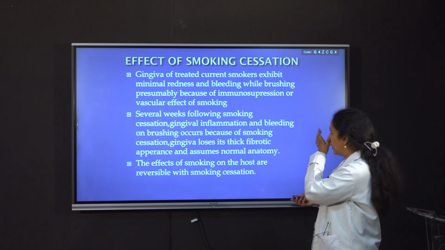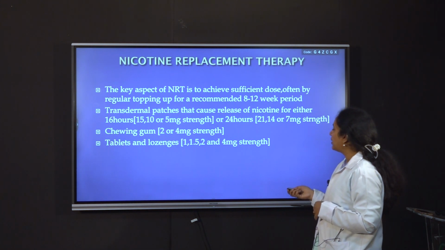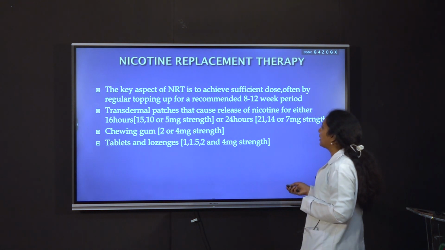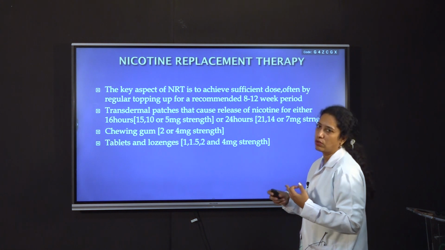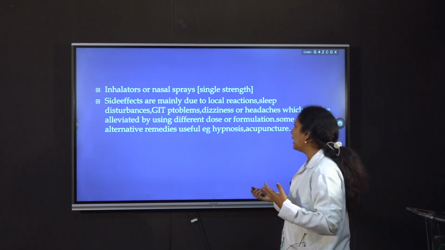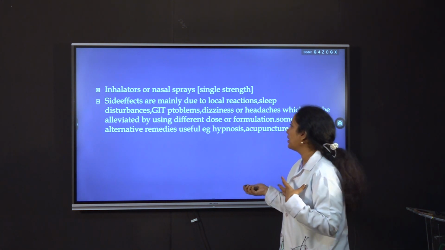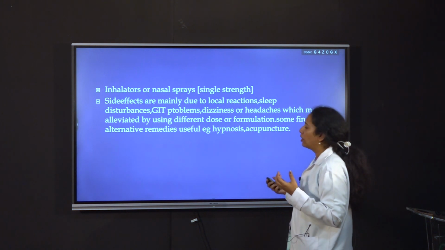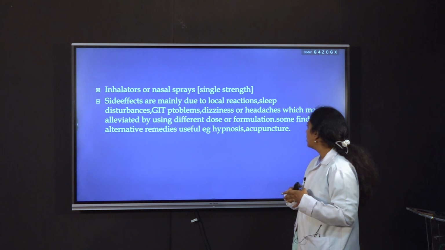So the effect of smoking on gingiva is also altered; nicotine replacement therapy should always be given. In nicotine replacement therapy, transdermal patches, chewing gums, tablets and lozenges are used. Inhalers and nasal sprays are also nicotine replacement substitutes. Side effects are mainly GIT problems, dizziness, sleep disturbances, headaches and so on.